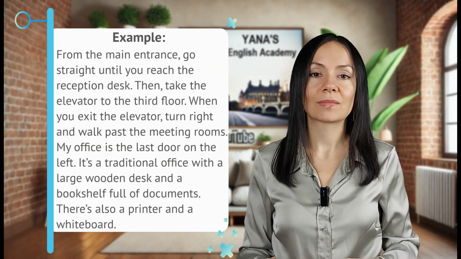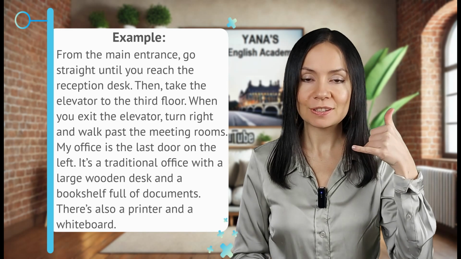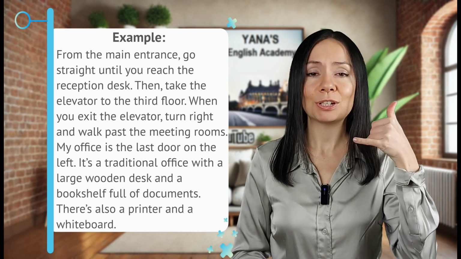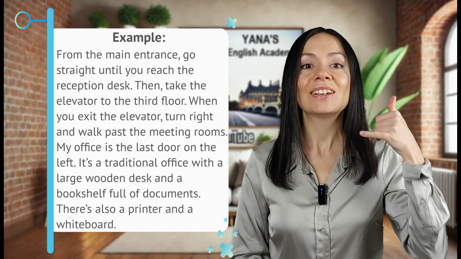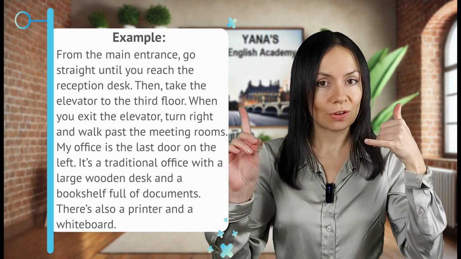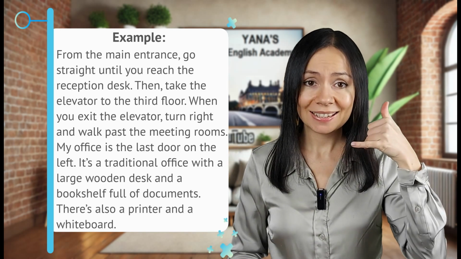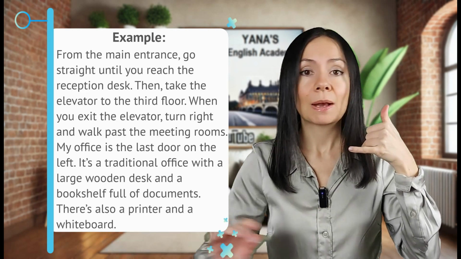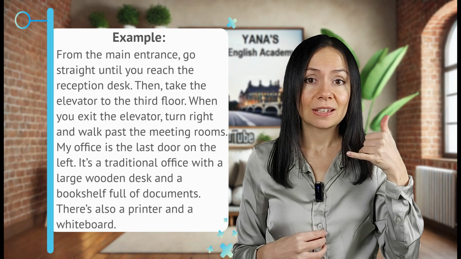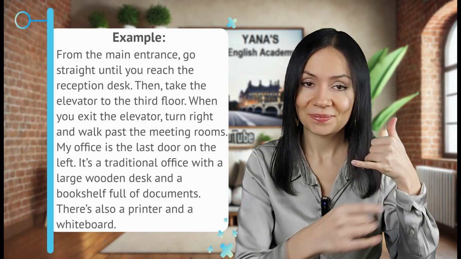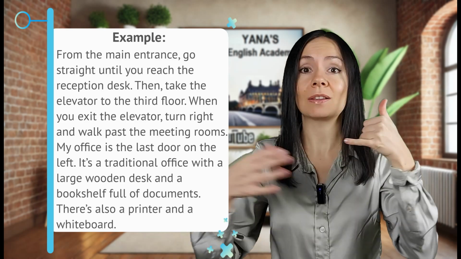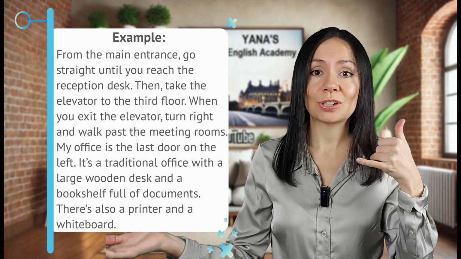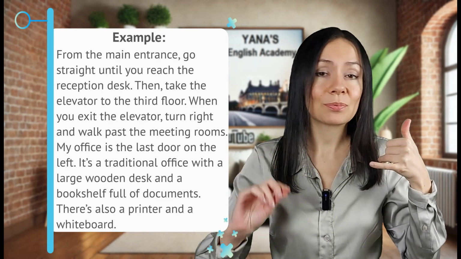Example, from the main entrance, go straight until you reach the reception desk. Then take the elevator to the 3rd floor. When you exit the elevator, turn right and walk past the meeting rooms. My office is the last door on the left. It's a traditional office with a large wooden desk and a bookshelf full of documents. There's also a printer and a whiteboard.